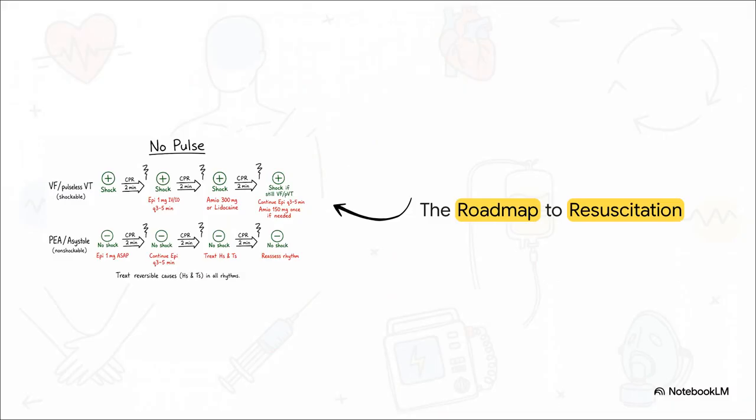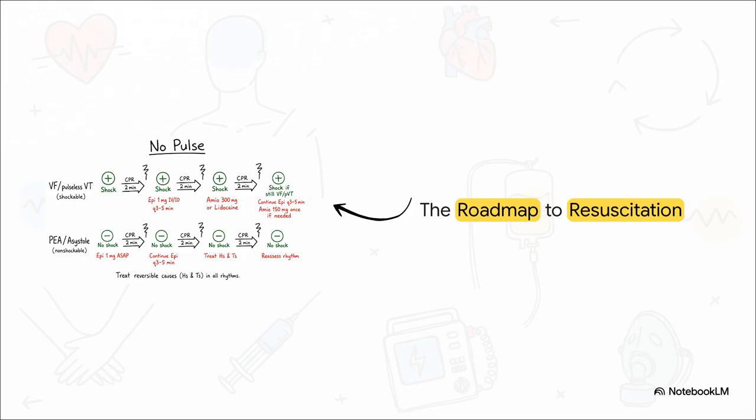Bringing it all together, let's look at our roadmap to resuscitation one last time. It all starts with recognizing no pulse and instantly providing high-quality CPR. We check the rhythm to determine our path. If it's a shockable rhythm, like VF or pulseless VT, we prioritize early defibrillation, working in those 2-minute CPR cycles and introducing epinephrine after the second shock, with antiarrhythmics coming later.